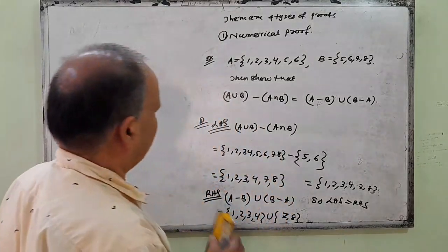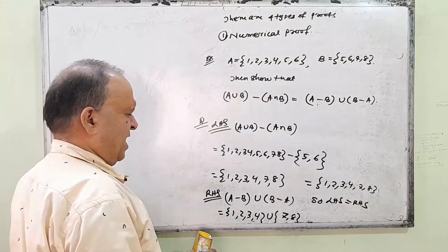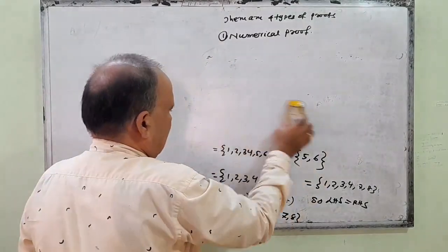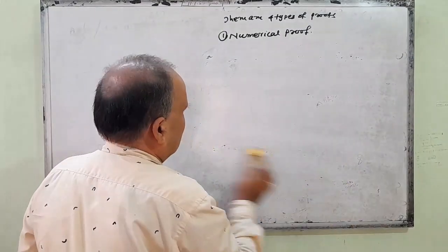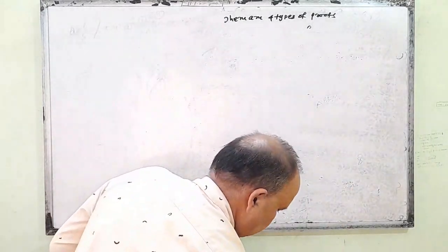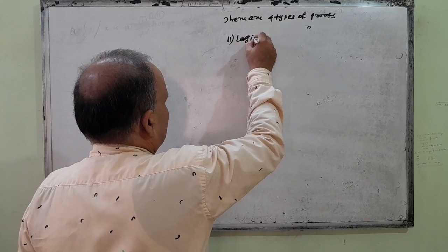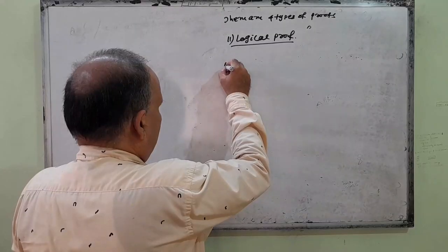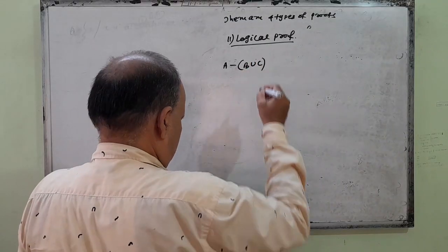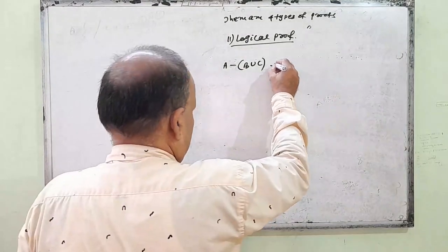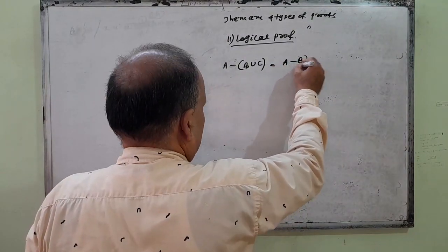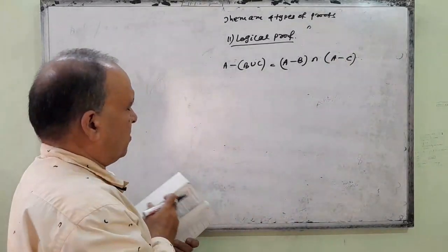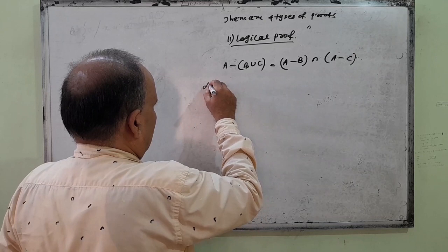Next come to your logical proof. I have done several types of logical proof, still I am doing one problem. Suppose the question will come: A minus B union C is equal to A minus B intersection A minus C. Logical means from definition.